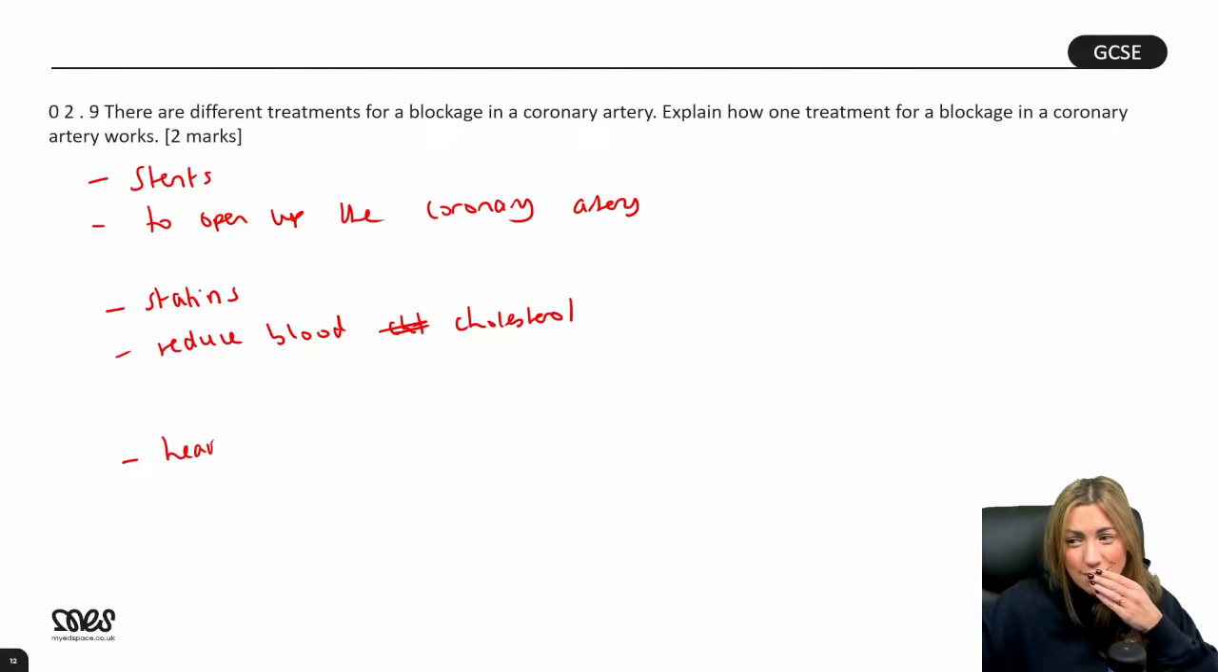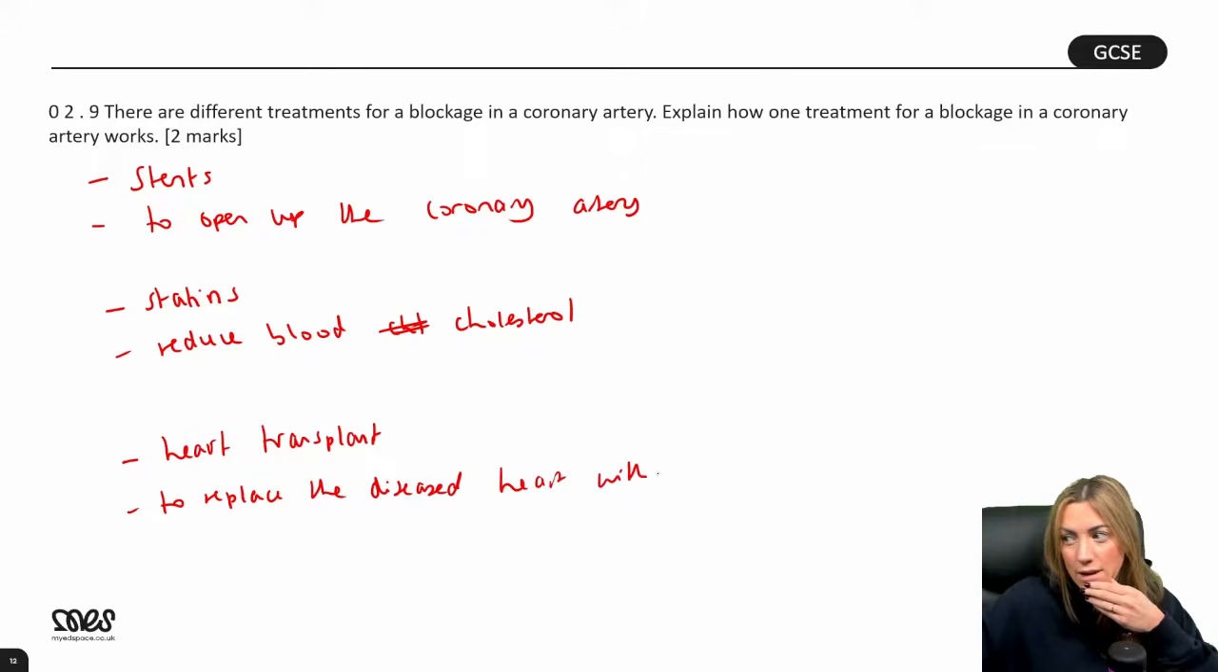Heart transplant, would you go for that one? You could do, it's unlikely you're going to go for that one. But heart transplant, obviously with the coronary artery still attached, to replace the diseased heart with a healthy heart. Probably not going to go for that one. You're probably going to go for this one, I should think.